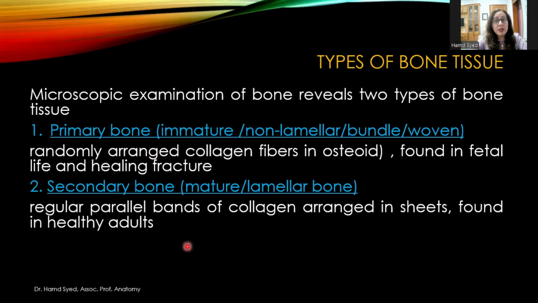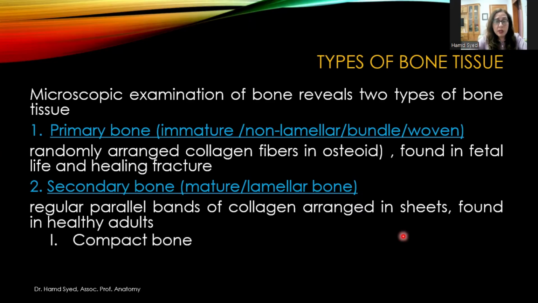Whereas the second type of bone, that is the mature bone, is also known as the lamellar bone or the secondary bone. This is the one where the collagen fibers are arranged in a regular parallel pattern. You could say their arrangement is in the form of sheets, and this is the one which is formed in healthy adults, right? So the secondary bone is the one which is found in healthy adults.